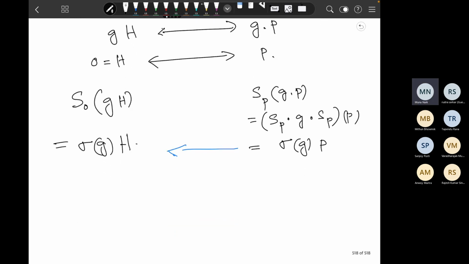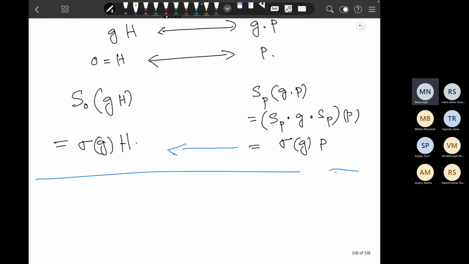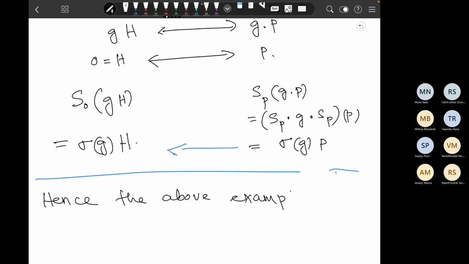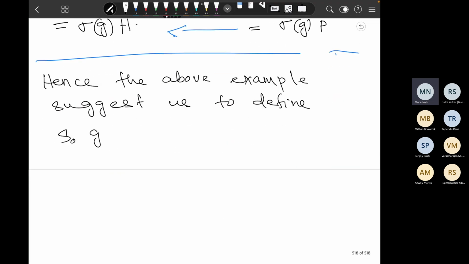So this is my example, and this is a very concrete case. So the above examples suggest that we define s_o(gH) equal to sigma(g)H. So this is my definition.